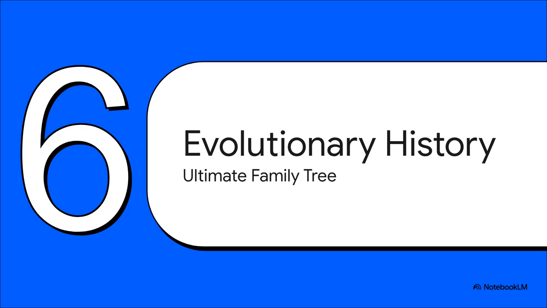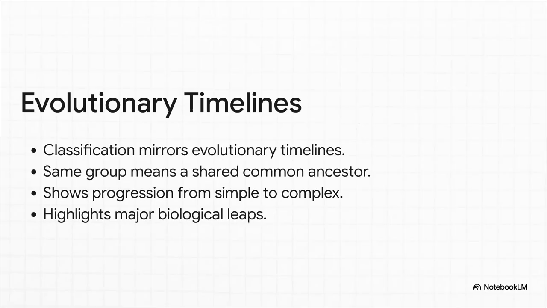Which brings us to our final section, Part 6, Classification as Evolutionary History, the Ultimate Family Tree. So, why does all this categorization actually matter? What's the takeaway here? Here's the thing. Taxonomy is absolutely not just some boring filing cabinet for naming stuff. It literally mirrors evolutionary timelines. It shows us precisely how species adapted and branched off from common ancestors.